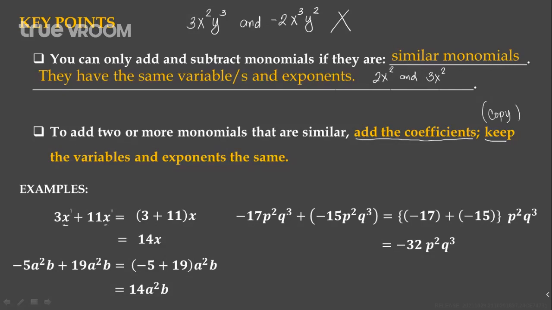Everybody, do not say p2. Okay, p2 is not correct. That is p squared, or p to the power of 2, or p raised to the second power. But do not say p2 or q3. Just p squared q cubed. All right, let's have more examples.